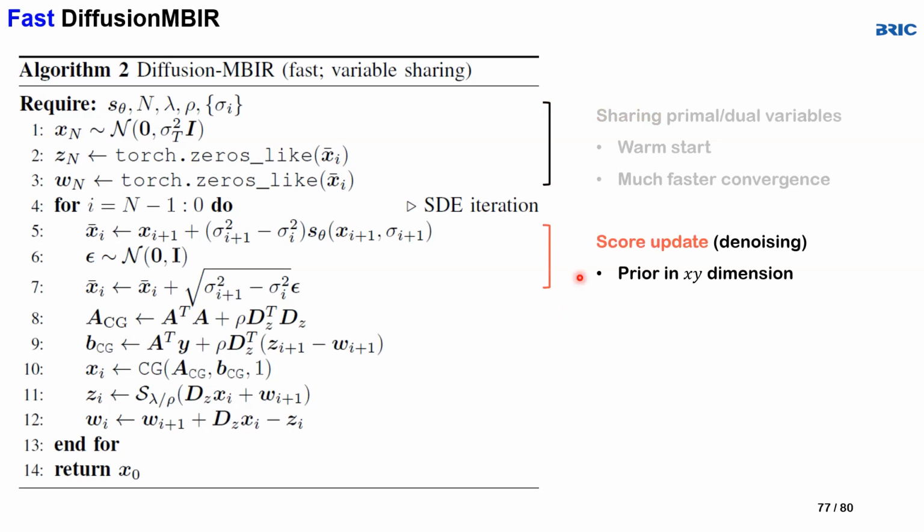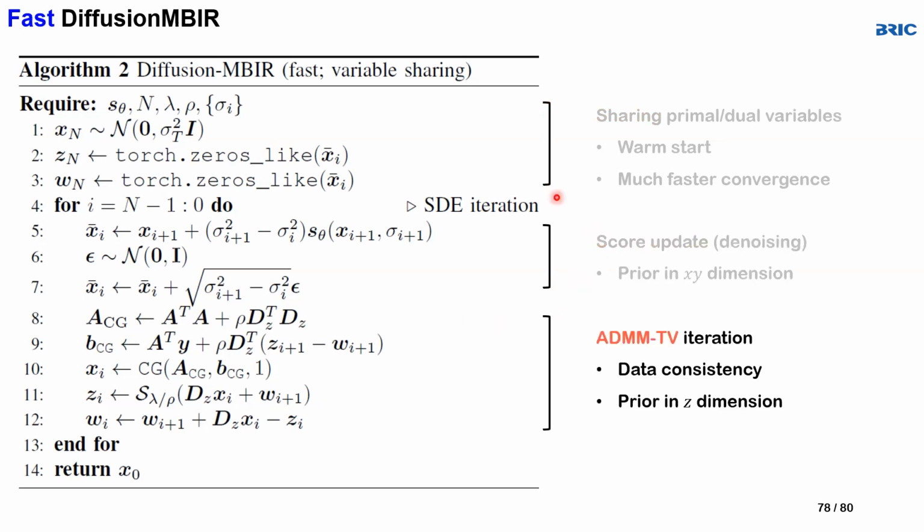So like I explained with the figure, we first denoise with the score function, and then we apply ADMM TV, but we run a single sweep of ADMM with a single sweep of CG. You might think that there's no way this is going to converge, but it does, since we can slowly update the estimates during the reverse diffusion process.